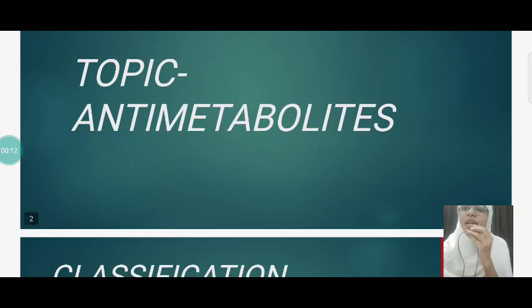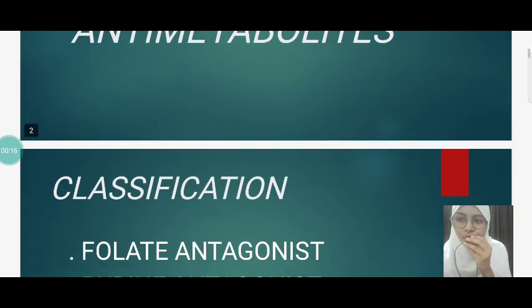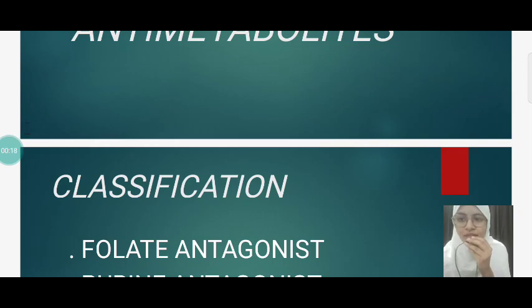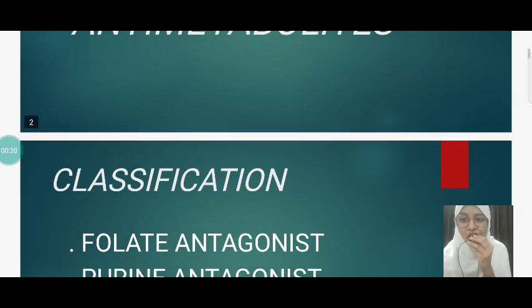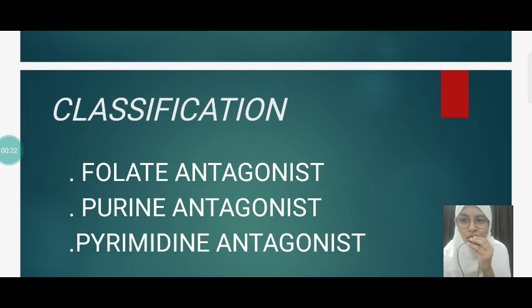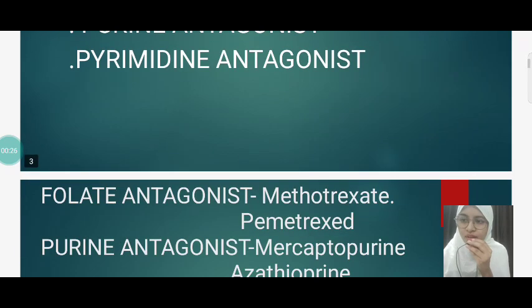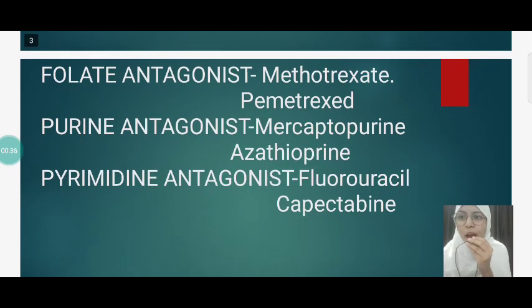Now, let's see the classification of anti-metabolites. Anti-metabolites classify into three categories: folate antagonist, purine antagonist, pyrimidine antagonist. Folate antagonists contain methotrexate, pemetrexed. Purine antagonists contain mercaptopurine, azathioprine. Pyrimidine antagonists contain fluorouracil, capecitabine.